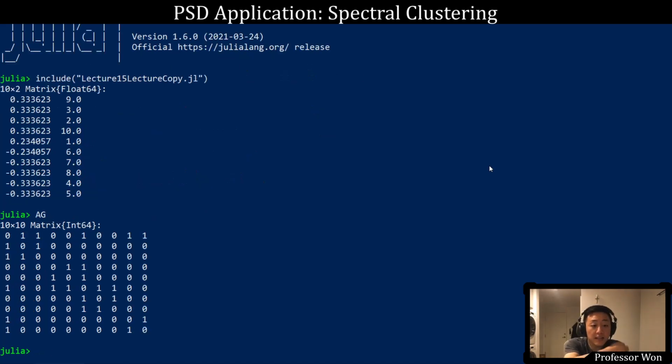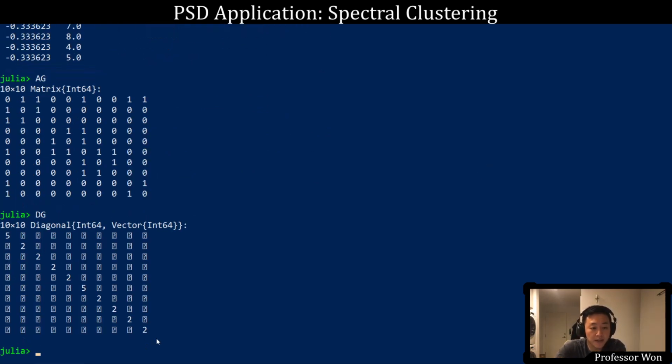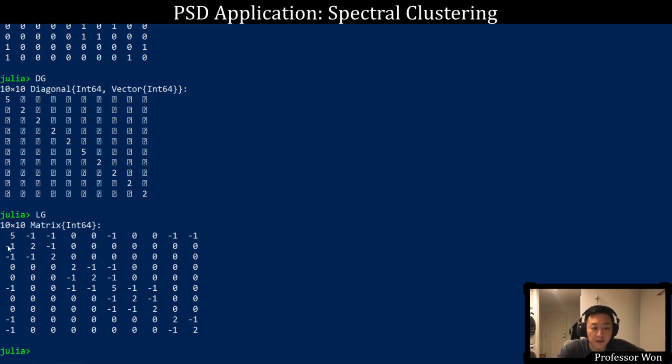AG is supposed to be my adjacency matrix, which it is. You can check that for yourself. DG was my diagonal matrix. It's saying it doesn't know what these entries are, but it will treat them as 0. And then LG is my graph Laplacian, and it looks exactly the way a graph Laplacian should look. It has the degrees along the diagonal, and -1s representing the rest of the edges.